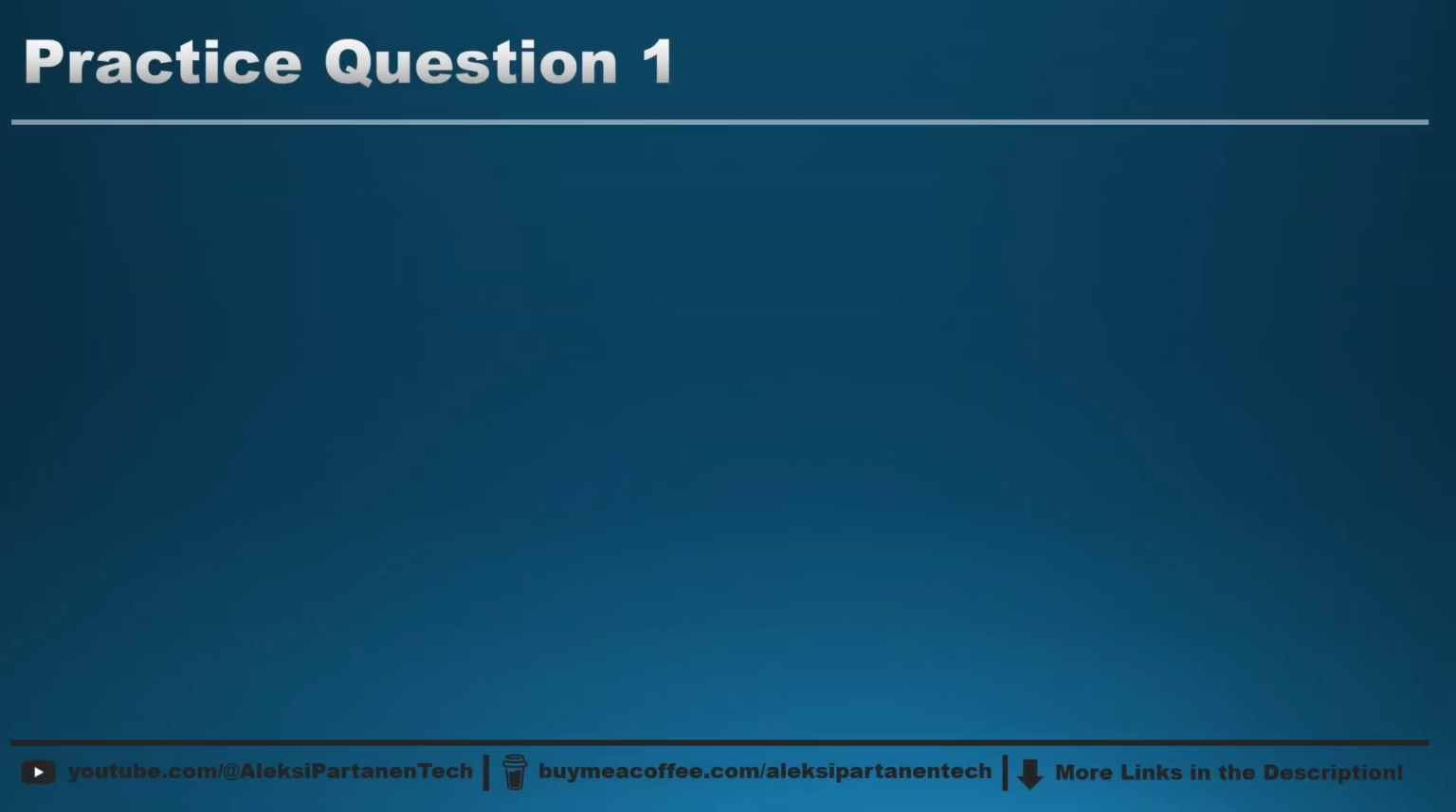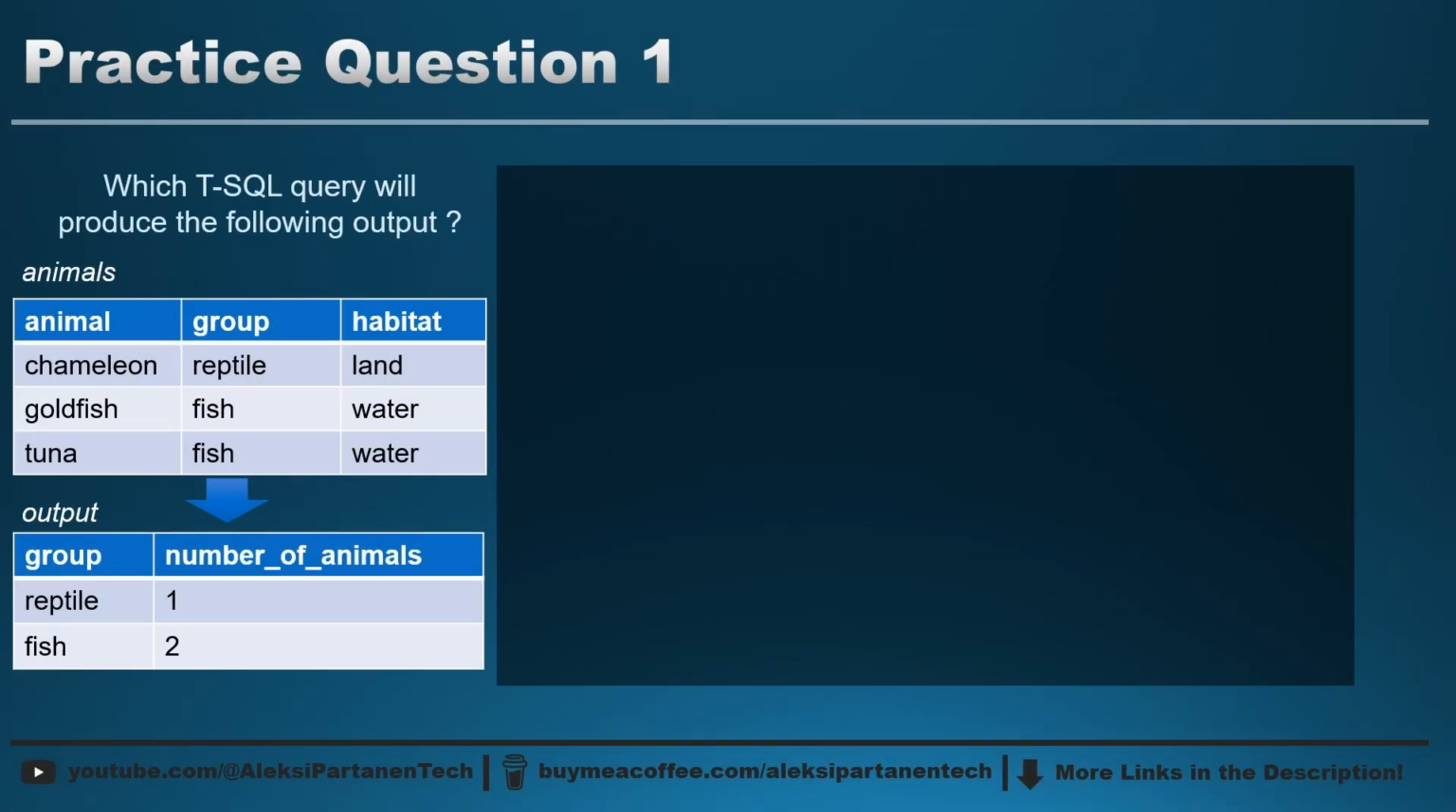And let's start with this question 1. Which T-SQL query will produce the following output? And here we can see that we have this animals table, and in that animals table we have the animal column, then we have the group column, and then we have the habitat column. And in the output we only have the group column, and then we have the number of animals in that group. So we would like to get that by using SQL.